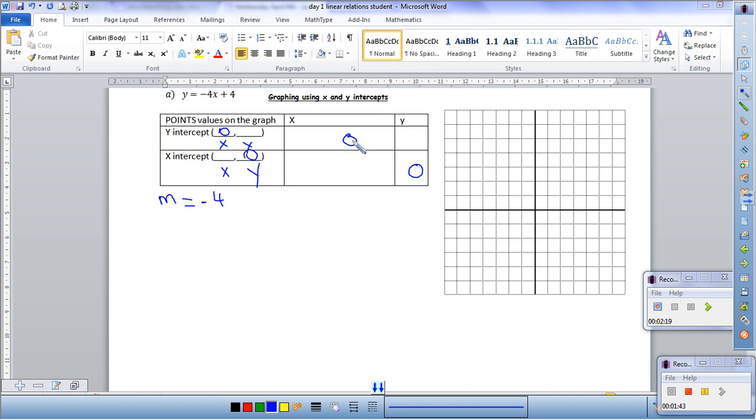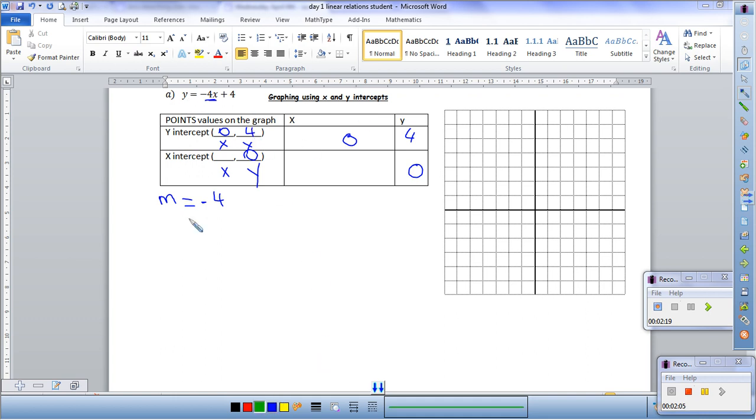Now, what I want you to do with these zeros is substitute them in the equation of the line and find a corresponding value. Let's look at the y-intercept. If x is 0, then y will equal d, or y will equal 4. And I found my y-intercept.